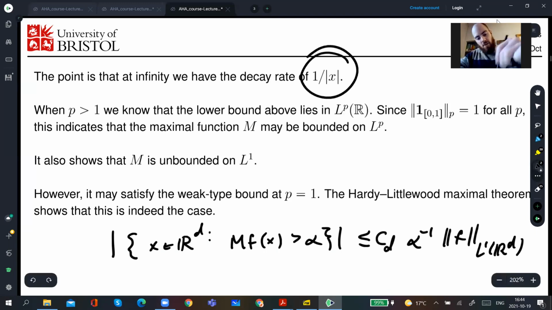This decay rate of 1 over x are exactly the kind of functions that satisfy this type of bound. And this is why you might suspect that such a thing holds true.